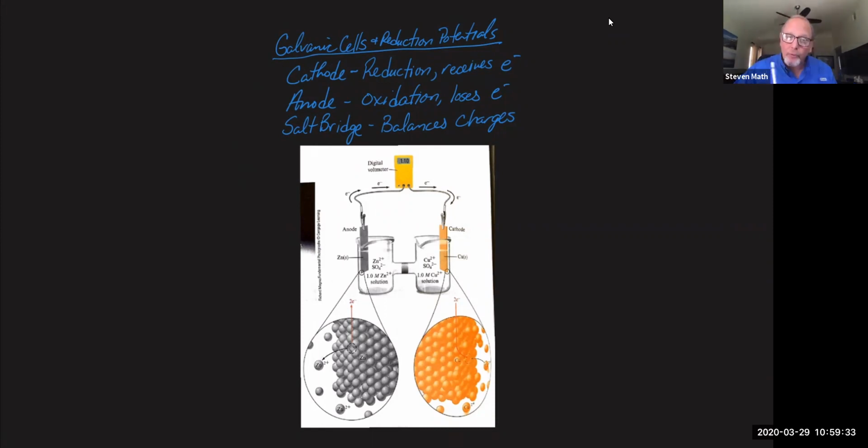Chapter 18 is electrochem, and a big part of electrochem is getting electrical voltage from a chemical reaction, a redox reaction where electrons are transferred. That's where that voltage comes from. And so today we're going to talk about galvanic cells.